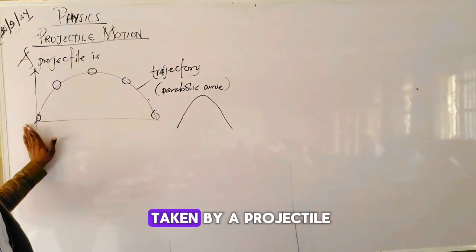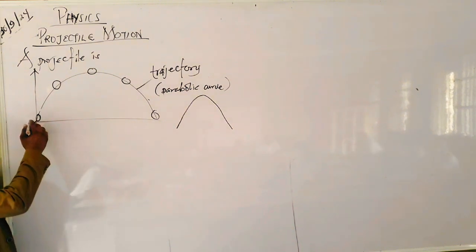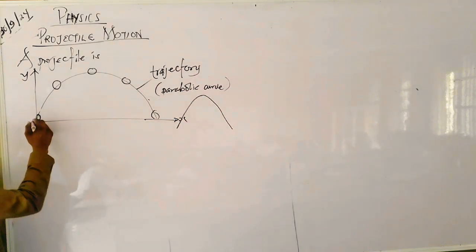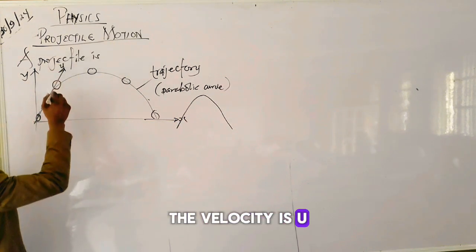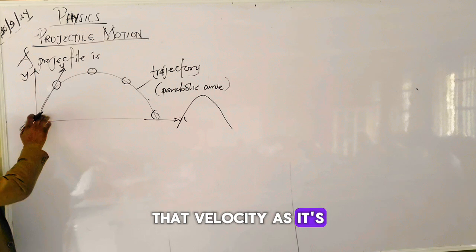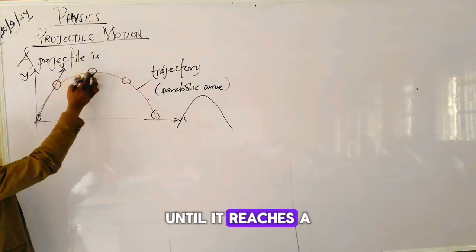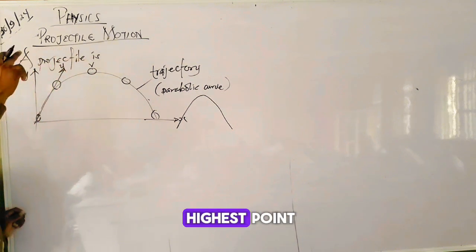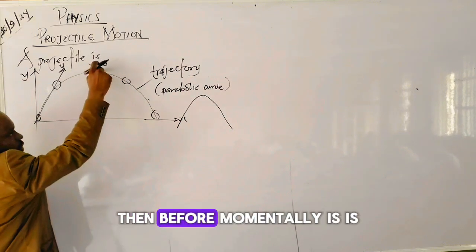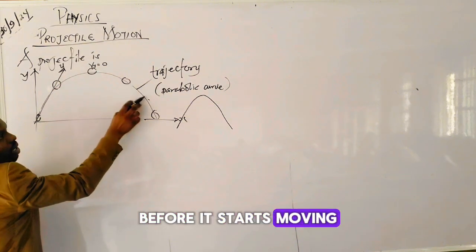So the path taken by a projectile, when you throw it up, there's something that happens. This is the y-axis and this is the x-axis. You throw it with a certain velocity, the velocity is u. So the object continues to move. As it's moving against gravity, the velocity continues to decrease until it reaches the highest point, and at that highest point Vy equals 0. Then it's momentarily at rest at that highest point before it starts moving back again.